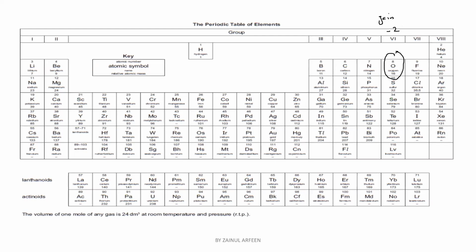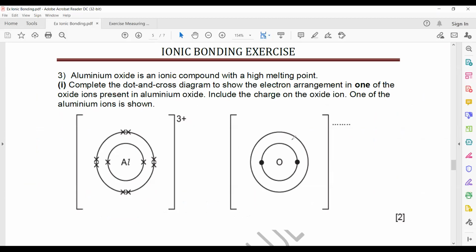So this is oxygen. The oxygen atom is 8 and 16, so the first shell will have 2 electrons and the second shell should have 6 electrons. This is the oxygen atom now. But what happens during a reaction? The oxide ion forms with a charge of -2. So it will take 2 electrons from aluminium. So this is 1 and 2, and the charge will be -2, or 2 minus. Is it clear? We just have to complete one of the oxygens.